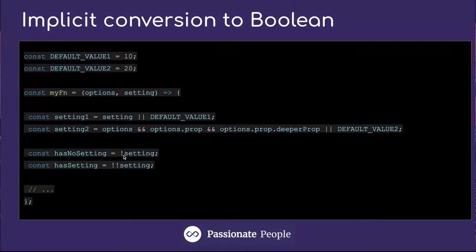And of course, the negation operator converts whatever variable there is to a Boolean. In this case, it becomes inverse. So if it's a truthy variable, this one becomes false. And double negation is actually casting to a Boolean, because if this is truthy, the first exclamation mark negates it, makes it false, and the other one negates that false and makes it true. So if setting is anything truthy, then this will be true.